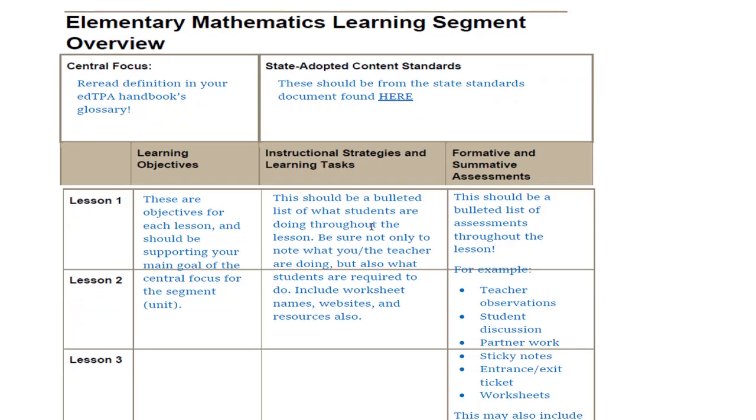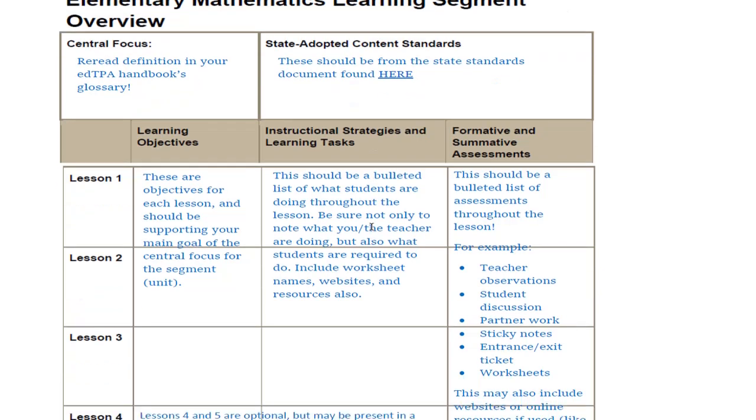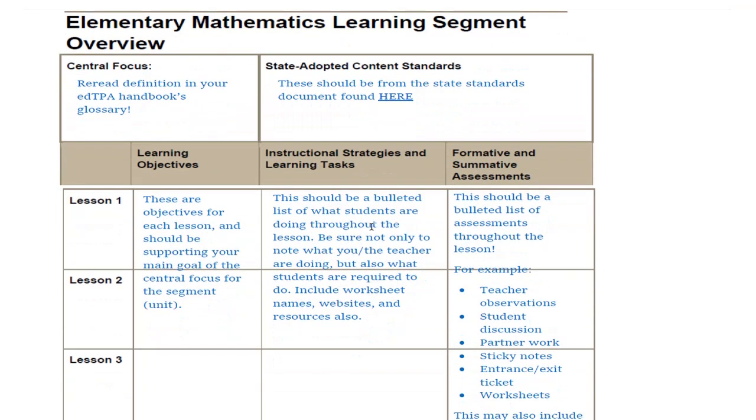So now, for each lesson, it's really brief. I believe this document needs to be, I want to say it's 2 pages long, and that's it. So you can really not be too lengthy with this. You need to have objectives for each lesson. Obviously, that should be supporting your main goal, which is the central focus for that learning segment or the whole unit. So these should be bulleted, and it should be very brief. You probably can adjust the columns a little bit, but I wouldn't go too crazy in editing the template at all. Again, you'll be given a template for this assignment.